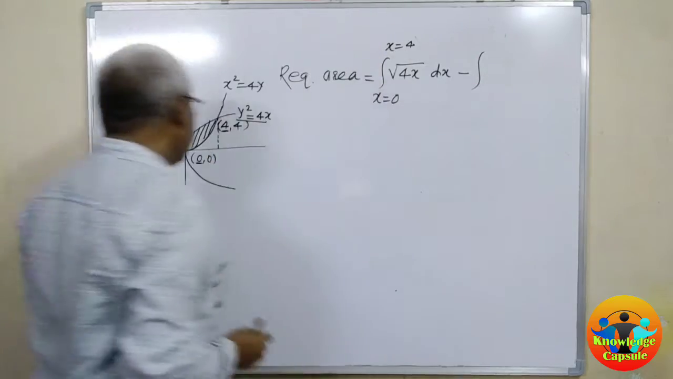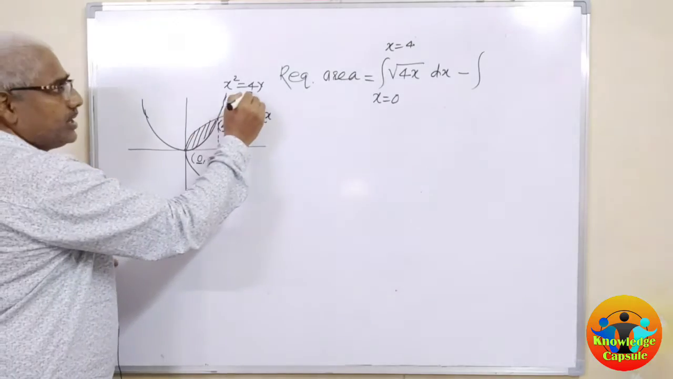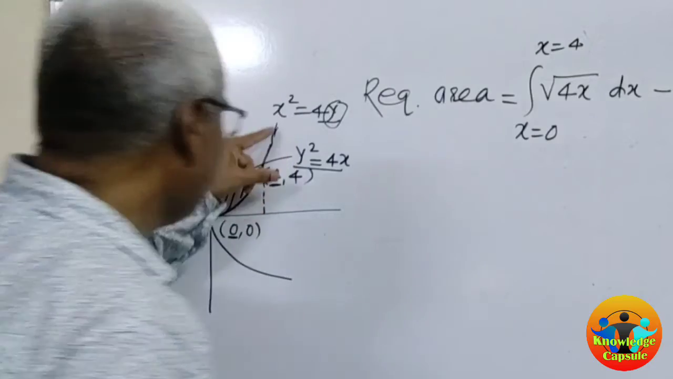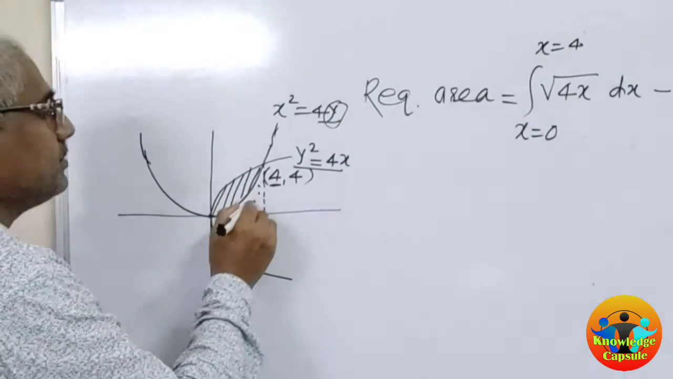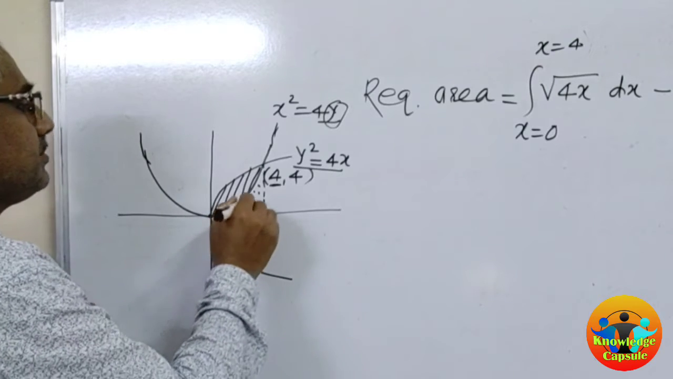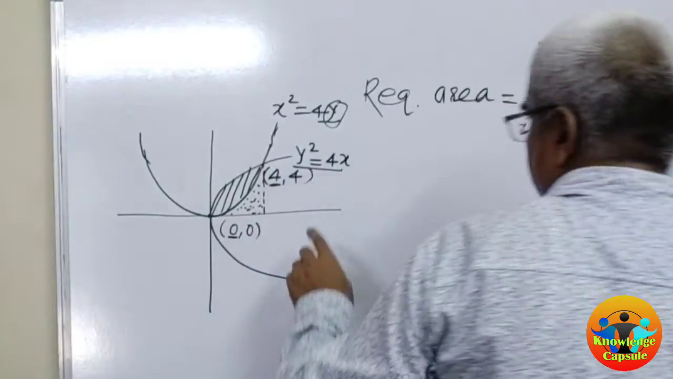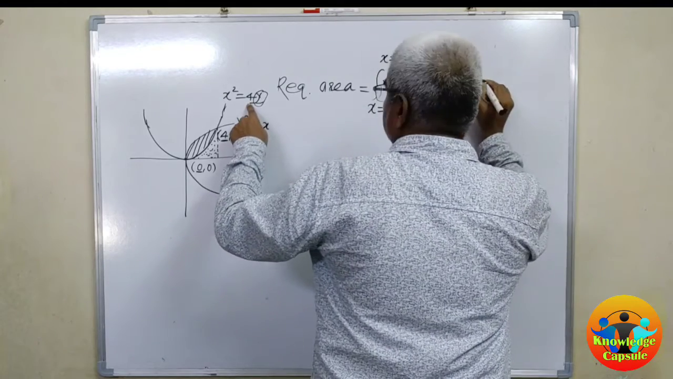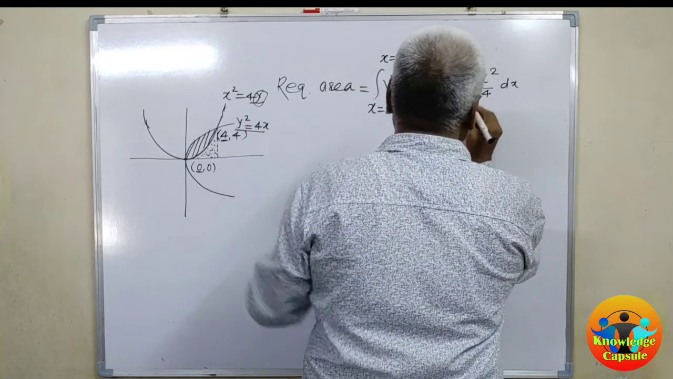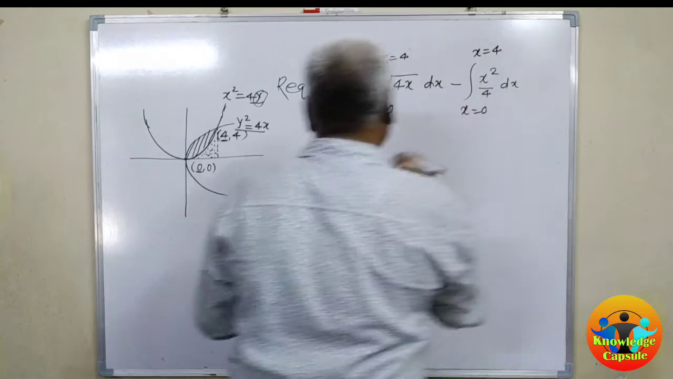minus area under this curve. You separate y from this equation to find area under this curve. It will give this much area. After subtracting this much area, we will get the bounded area. Okay, value of y from this equation is x square by 4. Limits are again same, x is equal to 0 to x is equal to 4.